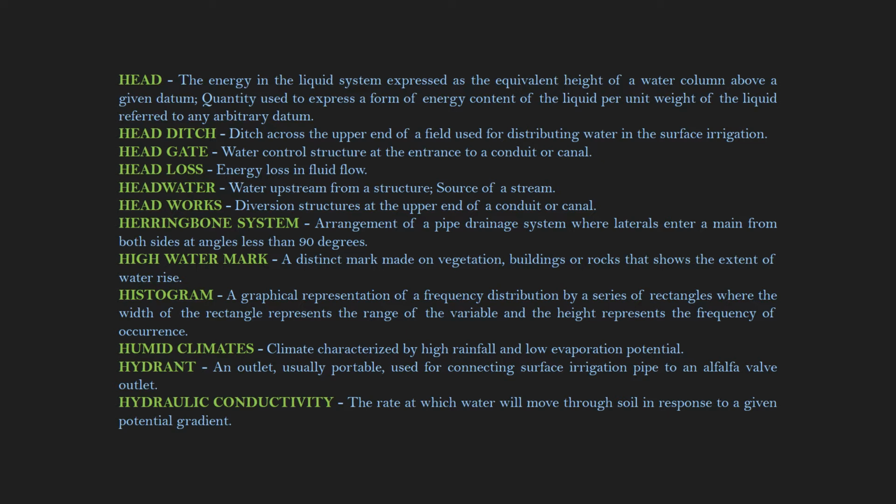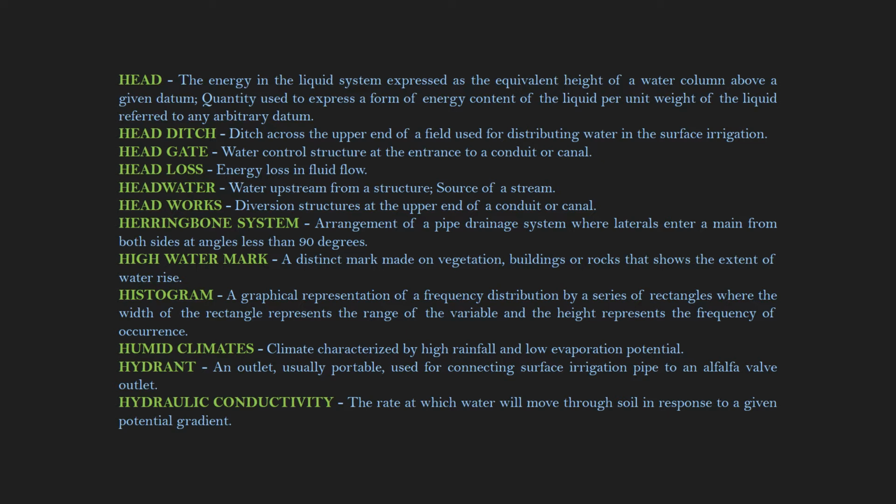Herringbone system. Arrangement of a pipe drainage system where laterals enter a main from both sides at angles less than 90 degrees. High water mark. A distinct mark made on vegetation, buildings, or rocks that shows the extent of water rise. Histogram. A graphical representation of a frequency distribution by a series of rectangles where the width of the rectangle represents the range of the variable and the height represents the frequency of occurrence.